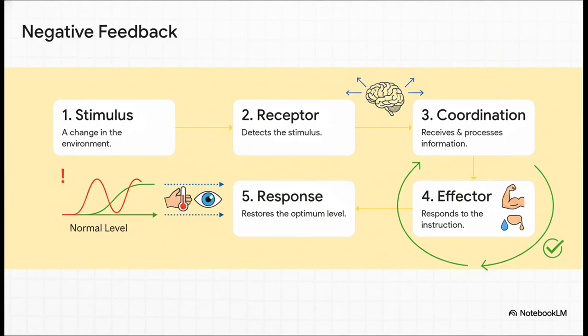First, you get a stimulus. That's just any change that pushes things away from the normal level. Then a receptor, a special type of cell, detects that change. It's like a little sensor. This sensor sends an alert to a coordination center, which is usually your brain or spinal cord.